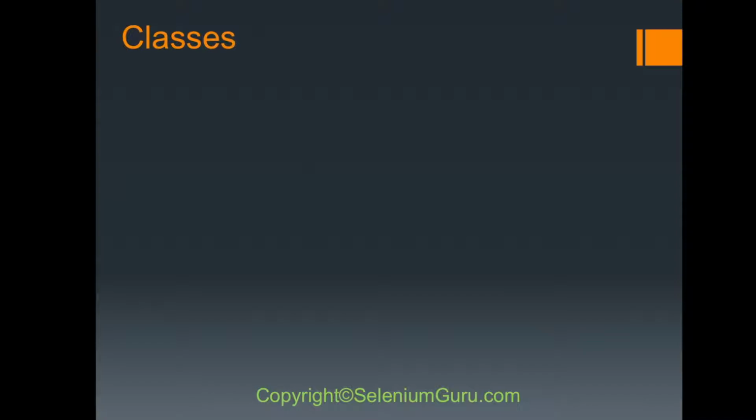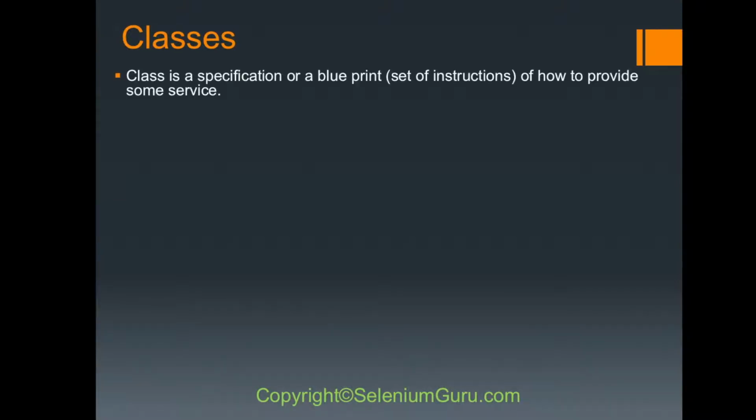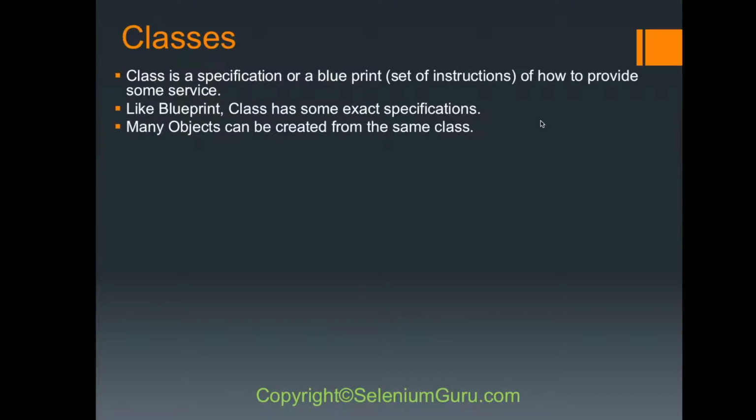Classes are probably the most important topic in this entire Java course. So what is a class? A class is a specification or a blueprint of how to provide some service. Basically, a class is kind of like a set of instructions that provides some service. Like a blueprint, a class has some exact specification, so many objects can be created from the same class. And a class can contain methods and variables for an object.